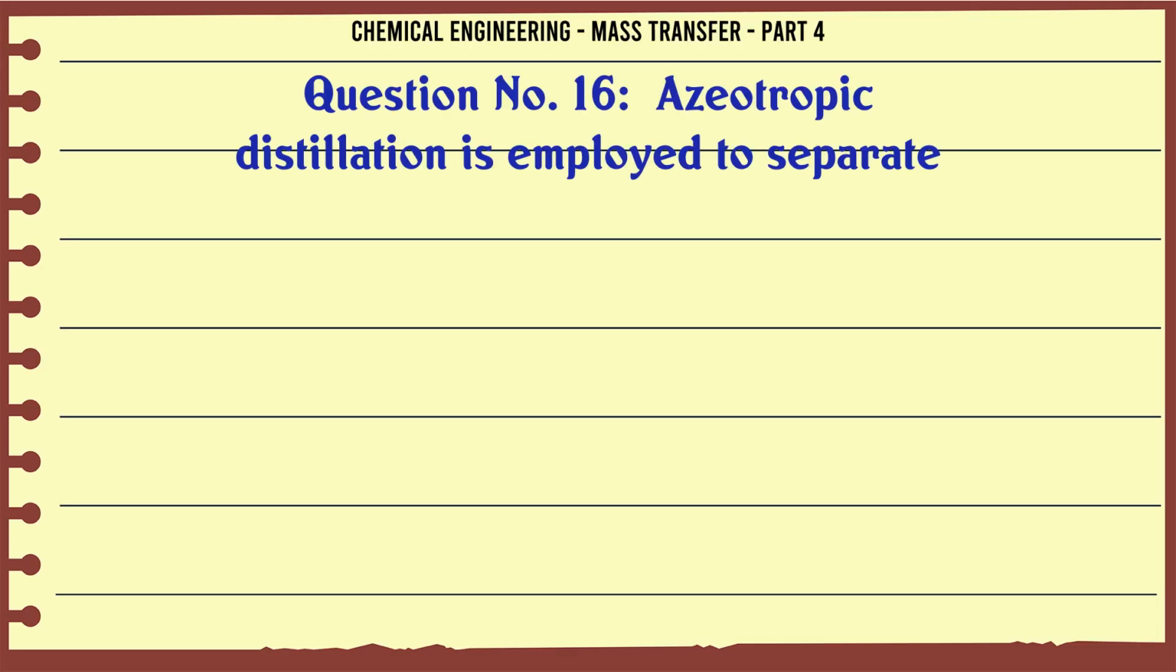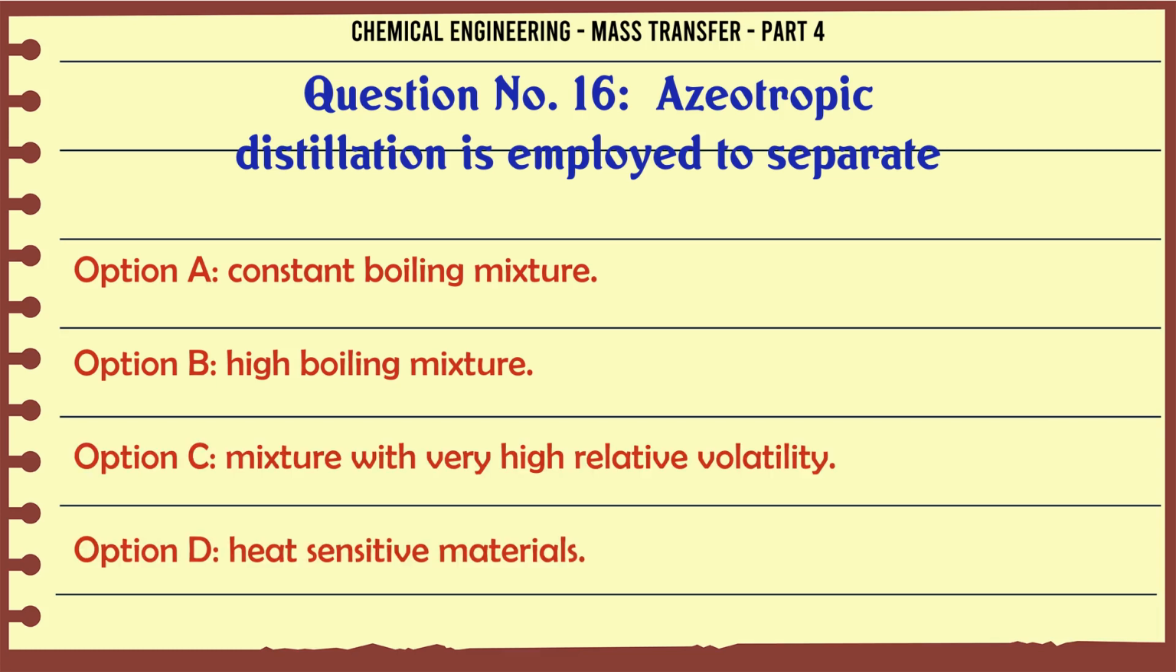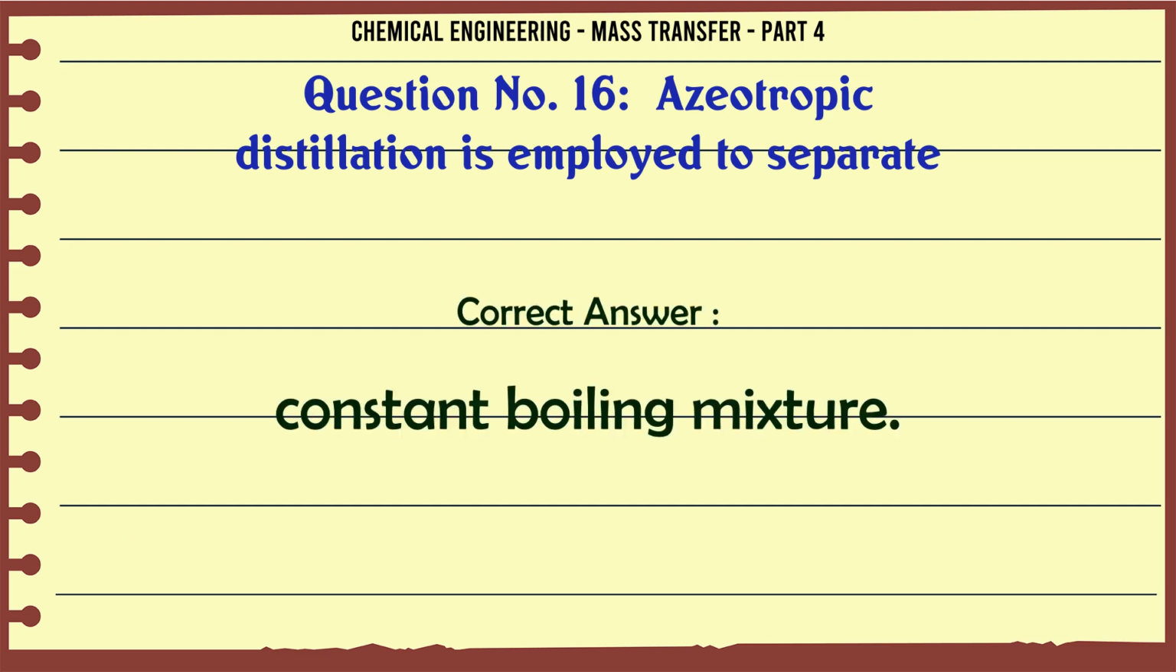Azeotropic distillation is employed to separate A. Constant boiling mixture. B. High boiling mixture. C. Mixture with very high relative volatility. D. Heat sensitive materials. The correct answer is constant boiling mixture.